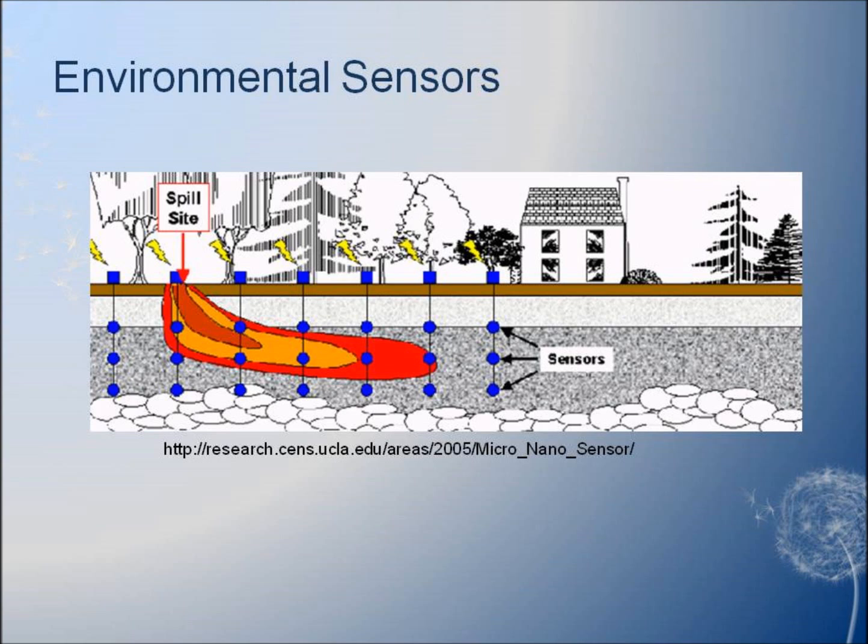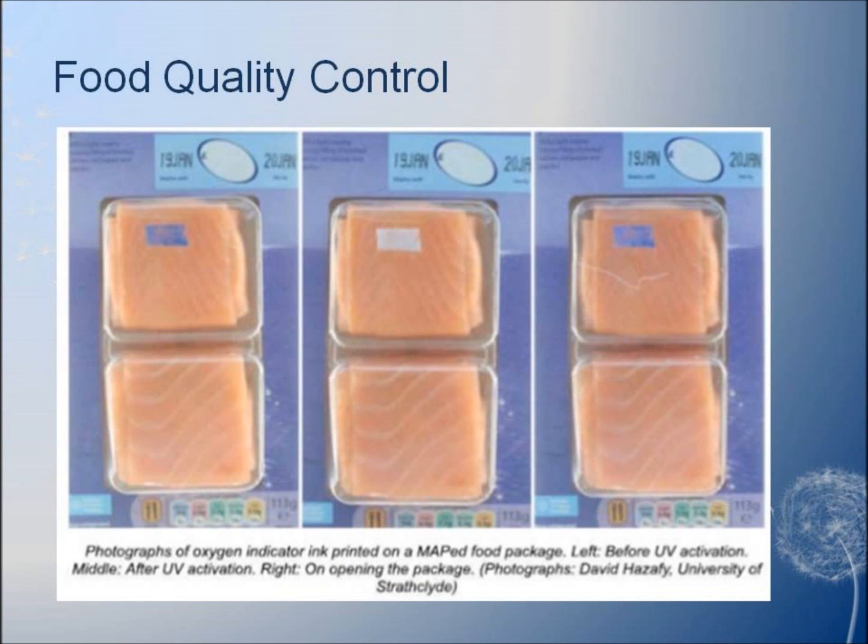Now here is an example of the placement of environmental nanosensors. Here, the nanosensors are placed underground to monitor the contaminant plume of groundwater. And lastly, we have an application for food quality control. Here, an ink nanosensor is placed inside of a packaged food. When the seal is broken and air is let inside, the ink changes color. This would indicate that the food is possibly exposed to pathogens that would make the food unsafe to eat.